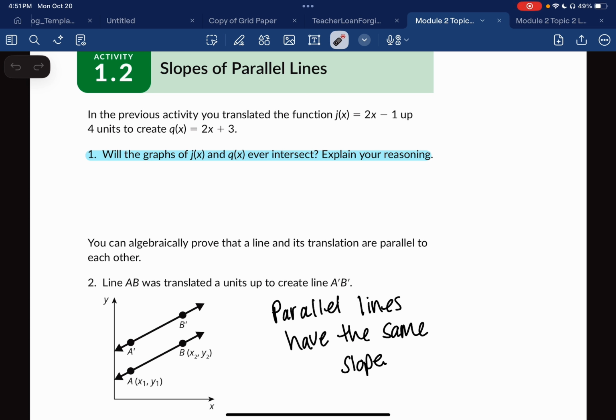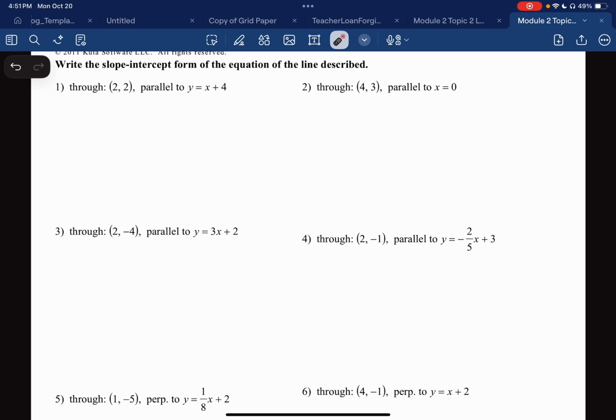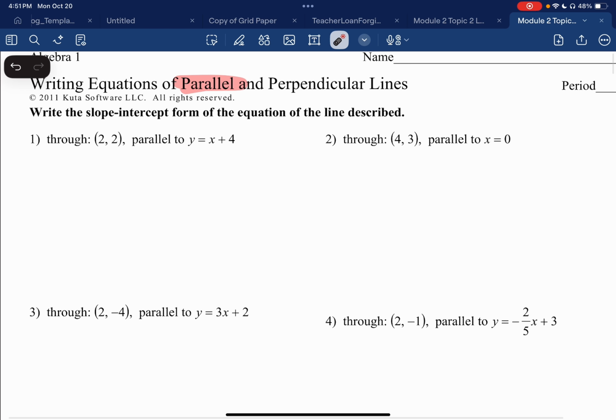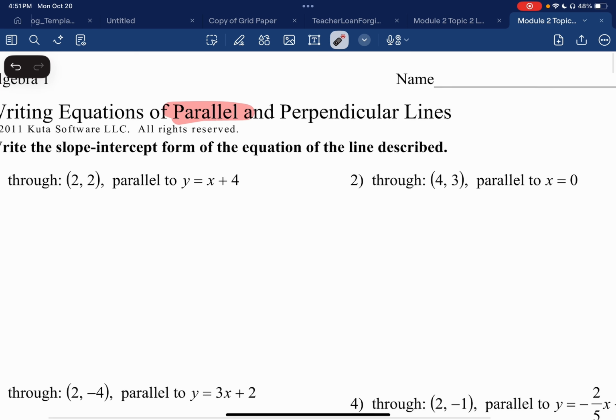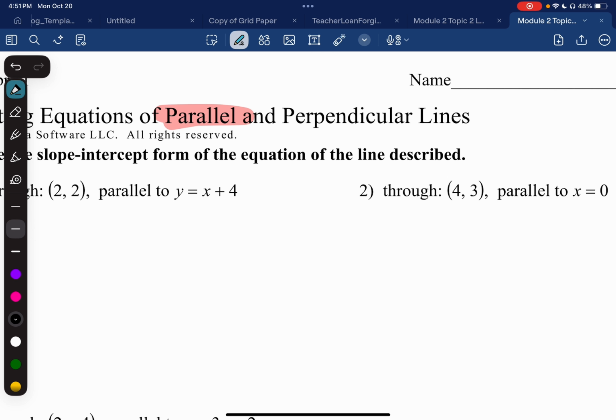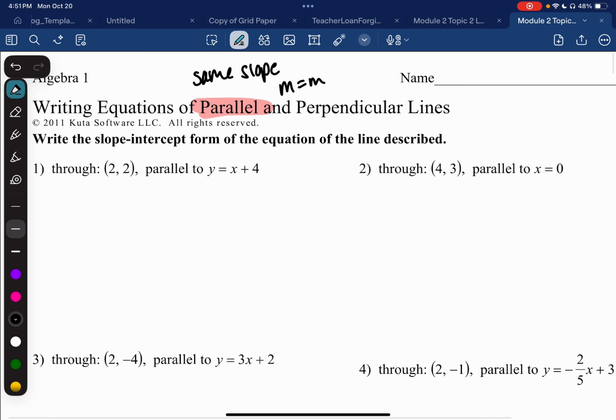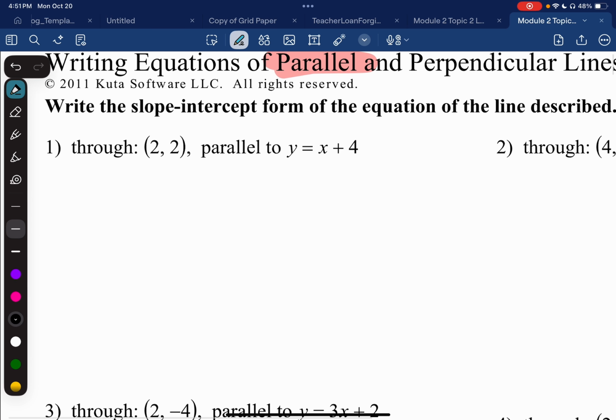So I'm going to show you guys how to make equations like that. Step one is parallel lines have the same slope. So let's write it on there. Same slope, which means m equals m. Write the slope-intercept form of the equation of the line described. We need to write an equation that is parallel to this line right here.